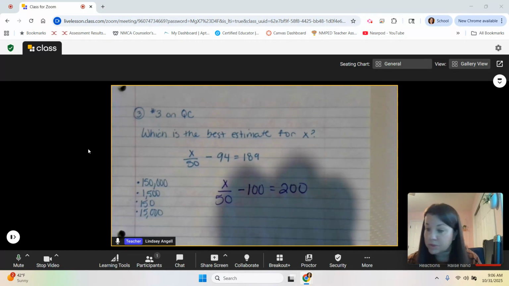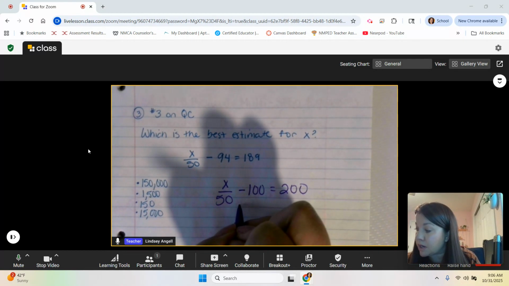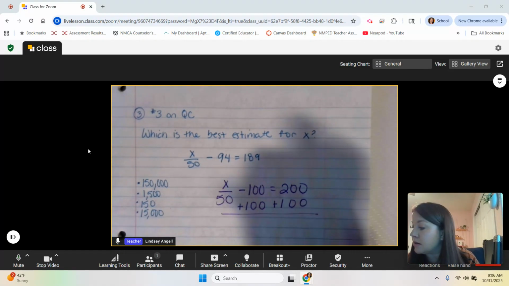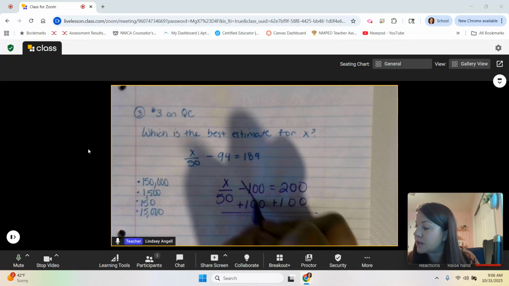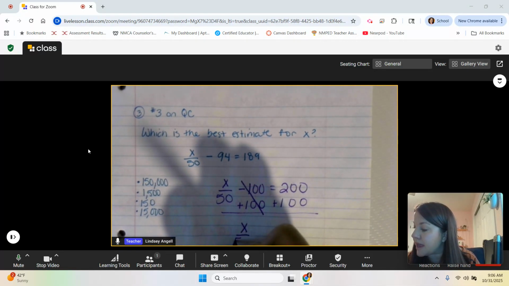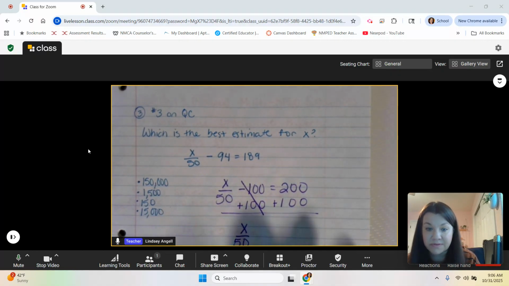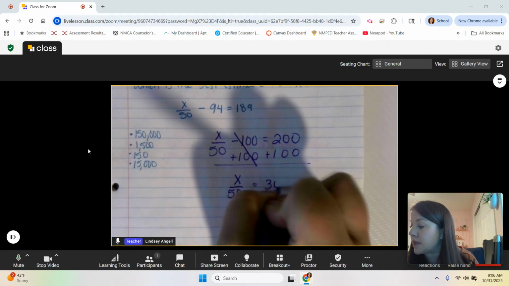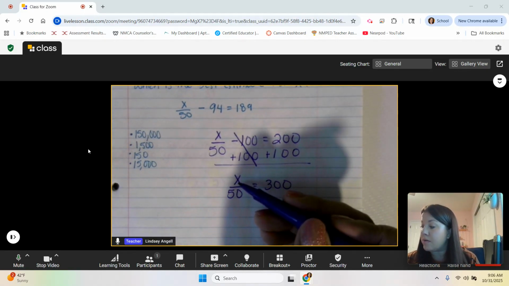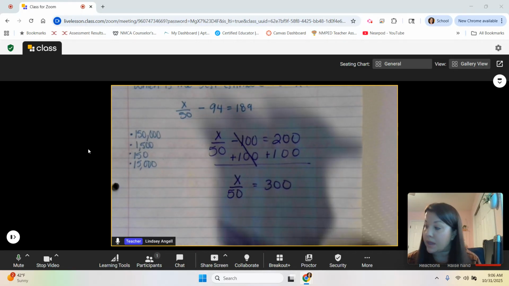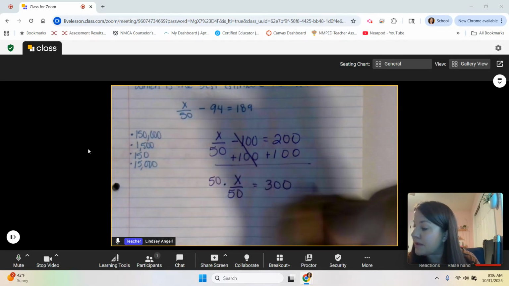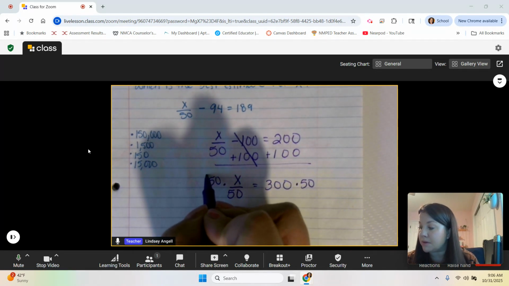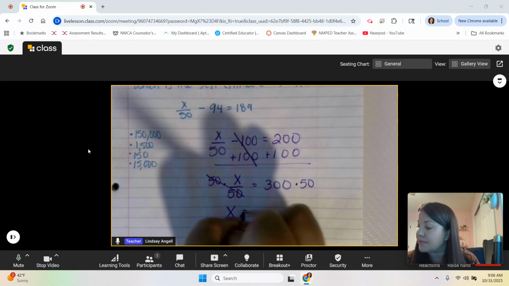First, I'm going to get rid of my subtraction. I'm subtracting 100 right now, so to get rid of it, I'm going to add 100. Negative 100 plus 100 is 0. Those cancel. We're left with x divided by 50. And then 200 plus 100 is 300. Well, right now I am dividing by 50, so to get rid of it, I'm going to multiply by 50. When you multiply and divide by the same number, they cancel each other out. We're just left with x.